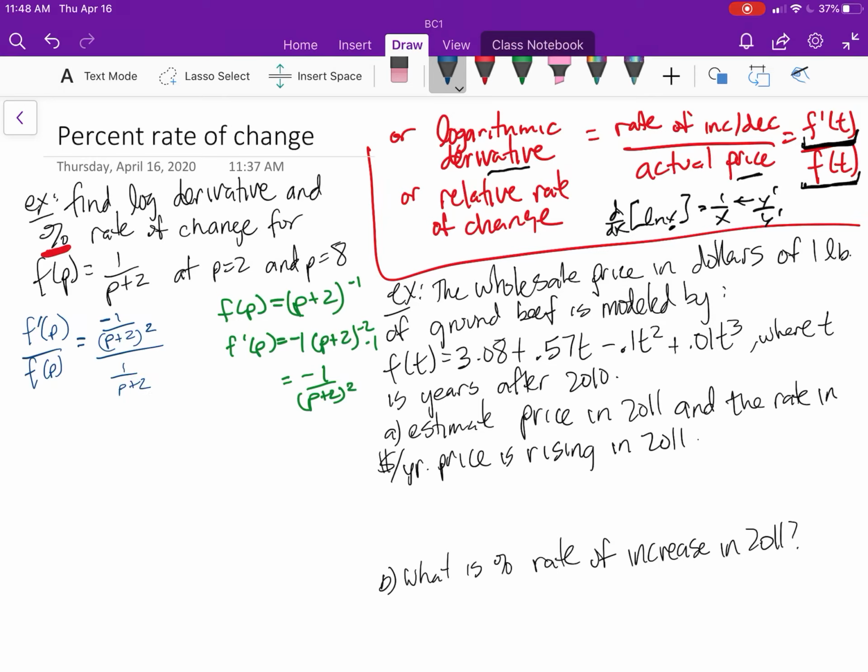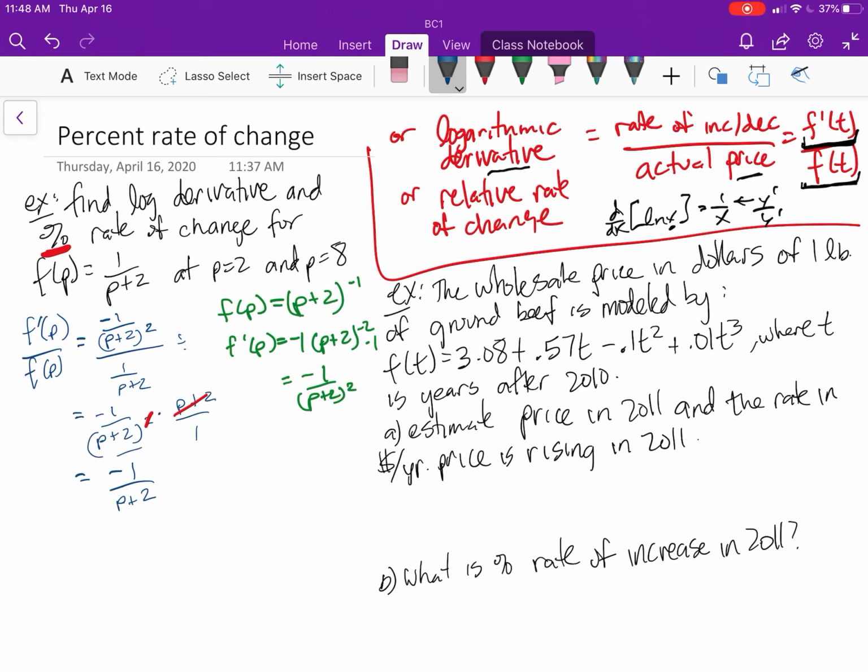And then that is quite ugly, right? So when we divide fractions, we multiply by the reciprocal. So I would change that to this, multiplied by p plus 2 over 1. Now notice we have p plus 2 squared and p plus 2. We could cancel one of those. So we'd have p plus 2 to the 1. And therefore we get negative 1 over p plus 2. Okay, that is the log derivative for that f of p equals 1 over p plus 2.